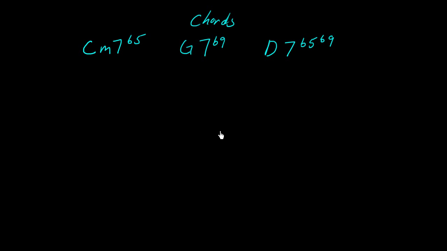Now let's go and form some chords that are complex. I put up these three chords: C minor 7 flat 5, G7 flat 9, D7 flat 5 flat 9, which are actual chords, but they're really complex in the way they sound and the way they're formed as well. So I want to demonstrate this to you.